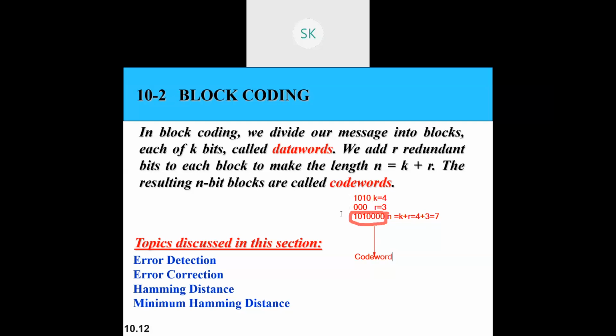So now, how will the particular receiver know that only 3 additional bits have been added? For that, we need to know certain terminology: the encoder technique and the decoder technique, because the encoder and decoder should be working in the same particular way.